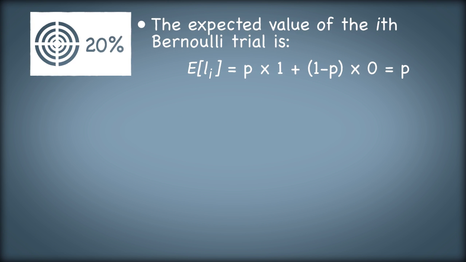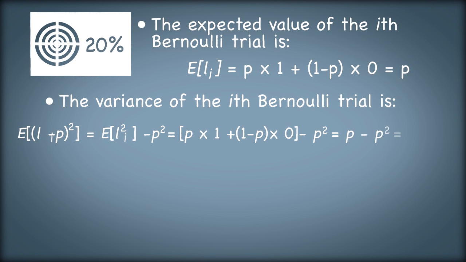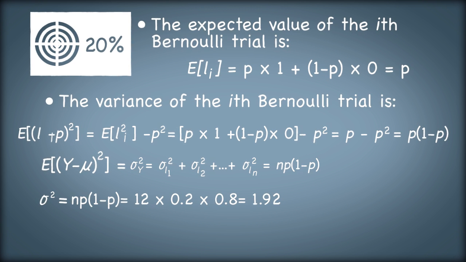For the calculation of variance, remember that variance is the expected value of the squared difference between the variable and its expected value. Let's look at one of the individual Bernoulli trials, the ith trial. The squared difference between the outcome of the ith trial and its expected value p is p times 1 minus p. When we repeat the trial n times, we find that the variance for random variable y is n times p times 1 minus p. The standard deviation sigma is the square root of the variance. Back to the power supply example, the variance of random variable y is 12 times 0.2 times 0.8, or 1.92 power supply units squared. The standard deviation is 1.39 supply units.